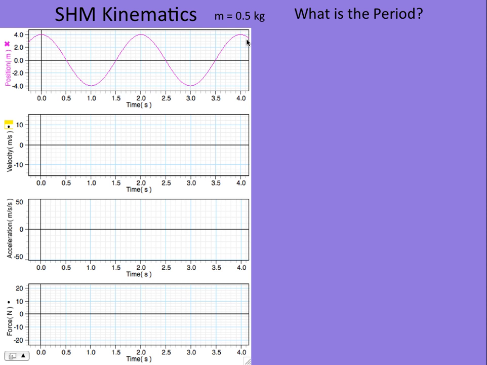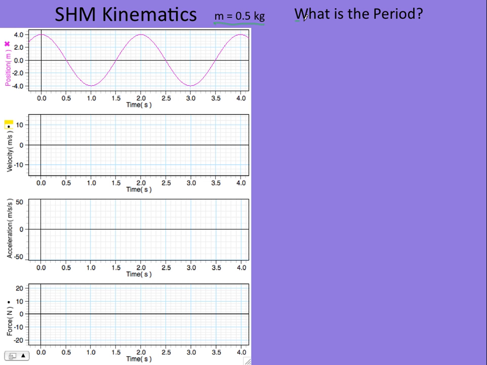Here's a simple harmonic motion kinematics example. We're given a mass oscillating on a spring, and we measured position as a function of time with a motion sensor like in the lab. We can get a whole bunch of information out of this graph, including what the velocity, acceleration, and force graphs look like.